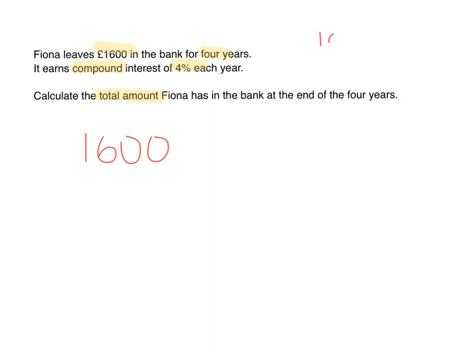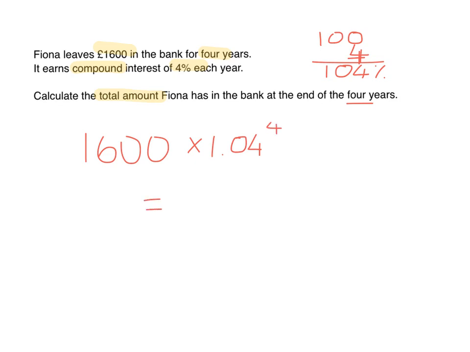So we always start off with 100%. We're adding on 4%, so that is 104%, which as a decimal is 1.04. And we're doing this for 4 years, so it's to the power of 4.